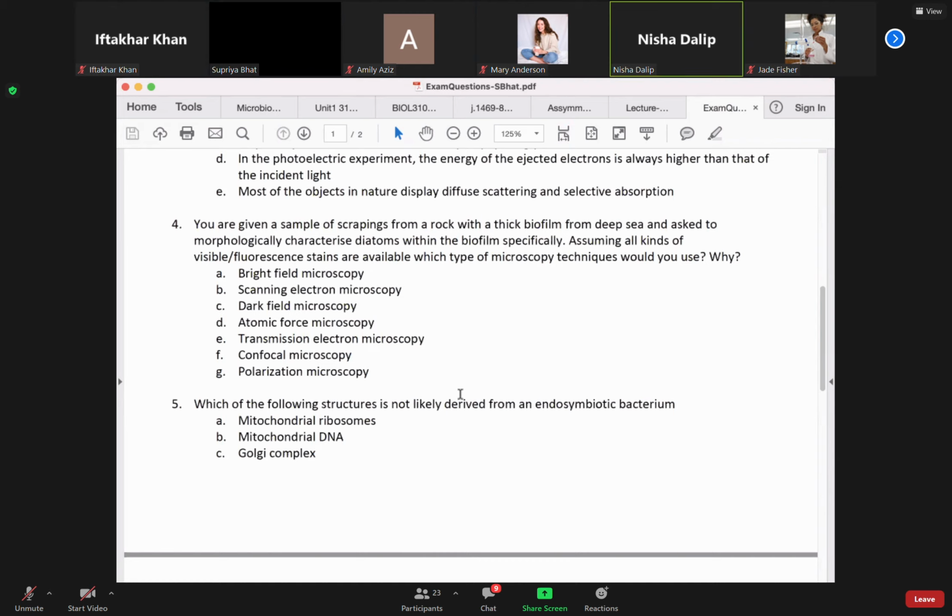Some of you have picked AFM. AFM would be the worst technique to image diatoms embedded inside, because AFM is a surface imaging technique, right? The diatoms are embedded inside the biofilm, in which case it would be almost impossible to see what's inside. Same thing with the SEM. SEM will let you image anything that's on the surface, but not at depth within the sample, right? Does that make sense?